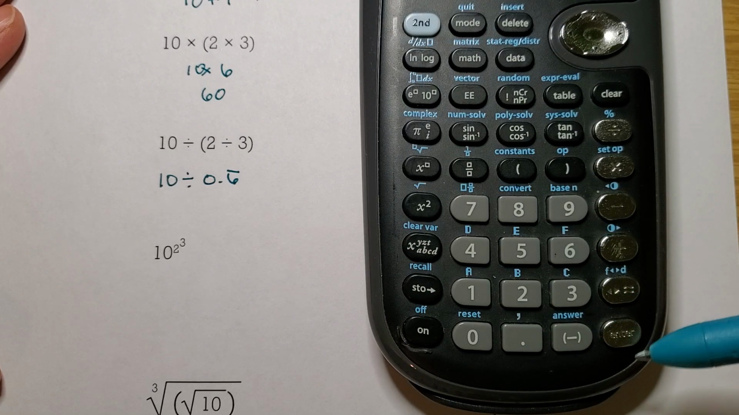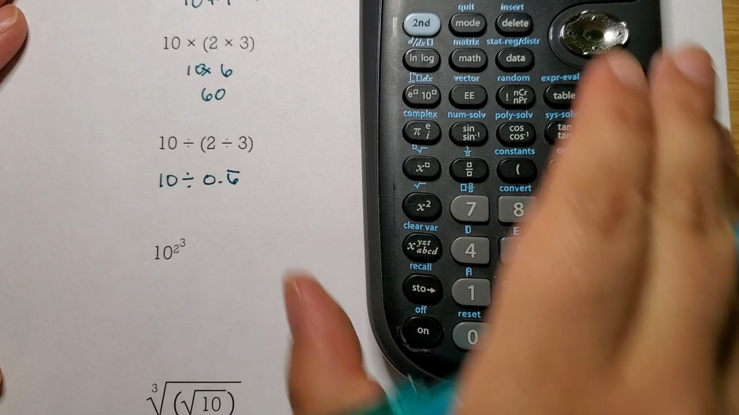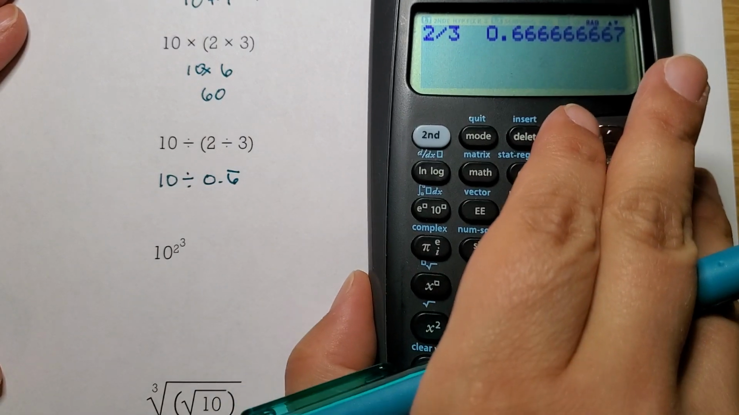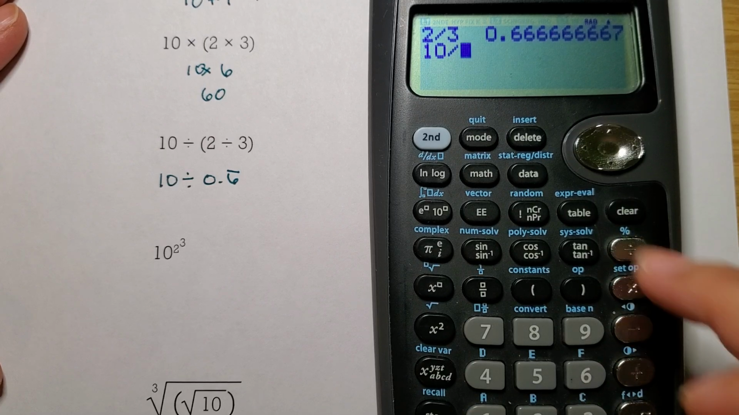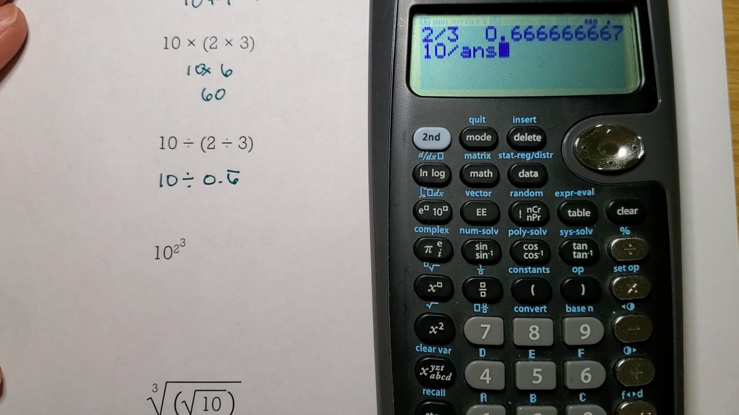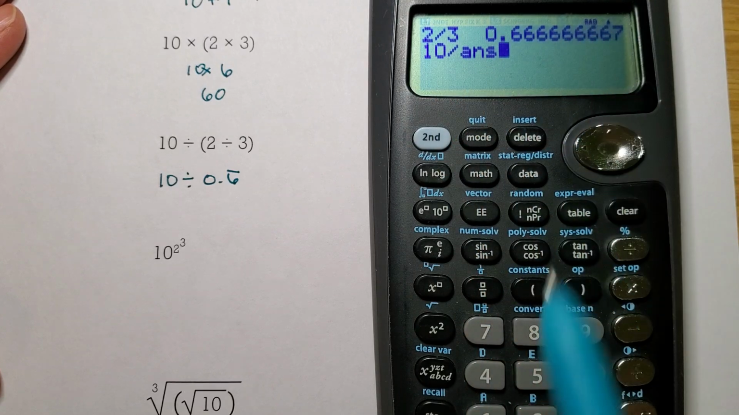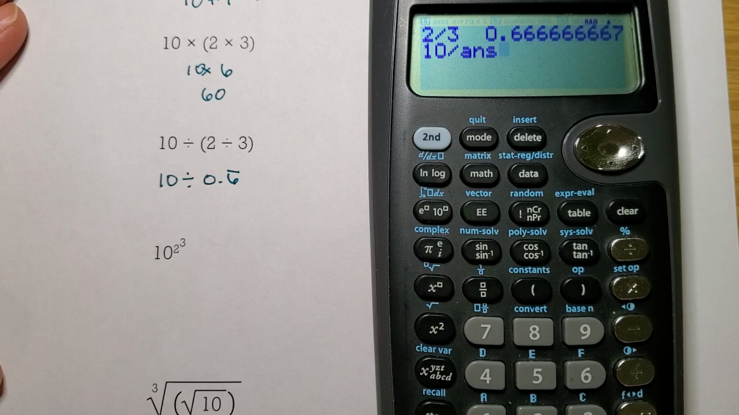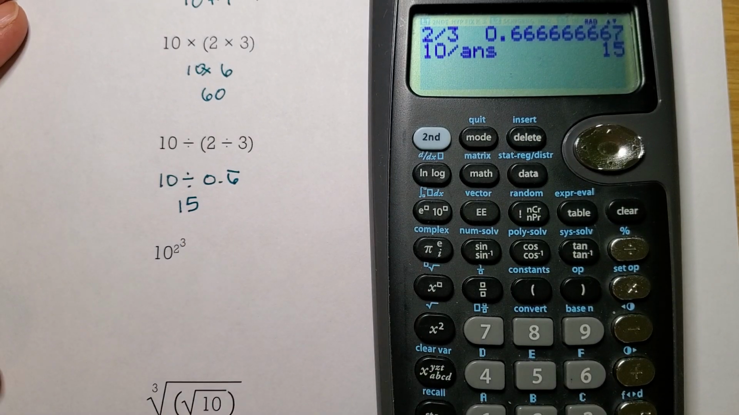Some other calculators might have an ANS button over off to the side somewhere, so you can check your calculator to see if it has that feature. On this one, I'm going to do 10 divided by, and then I'll press second negative, and you can see it tells me ANS. So that means it's going to take the previous answer, and we'll divide 10 by that. And we get 15. That was unexpected.